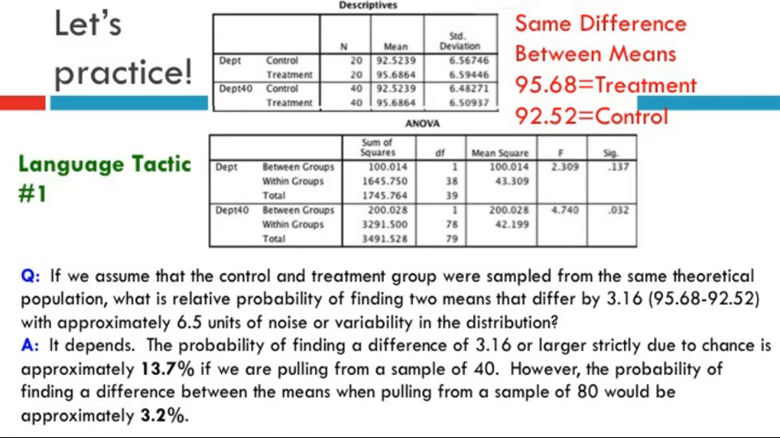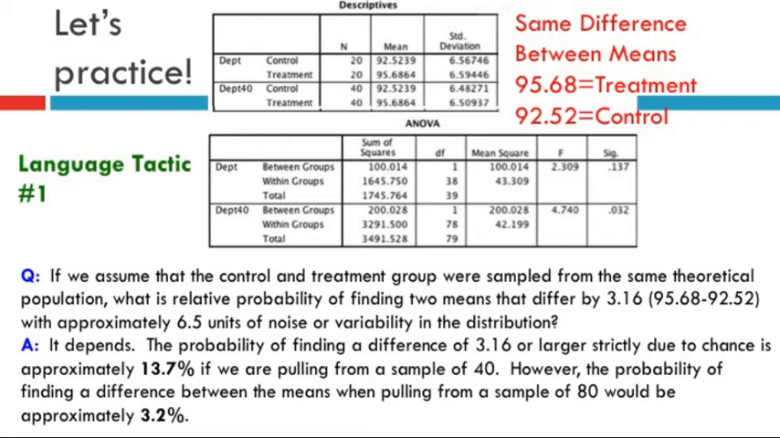There's more than just the 2 ways that I'm going to show here to talk about what is statistical significance, but I'm going to get you close on these 2. So if we assume that the control and the treatment groups were sampled from the same theoretical population, so we start out with that assumption, we're asking the question in doing these statistics, what is the relative probability of finding 2 means that differ by 3.16, the difference between those 2 means, with approximately 6.5 units of noise or variability in the distribution? So that's the question that we're asking inside the statistic.